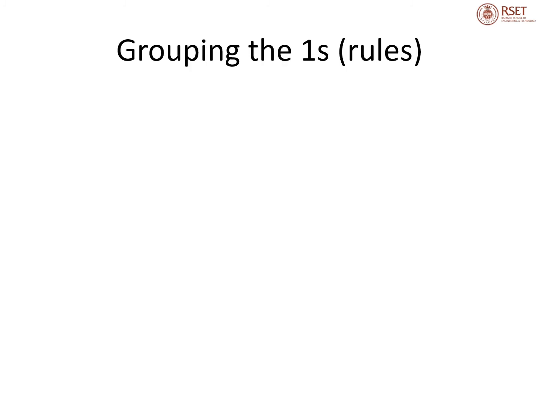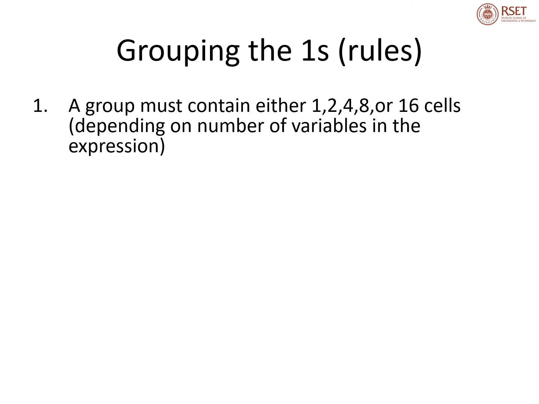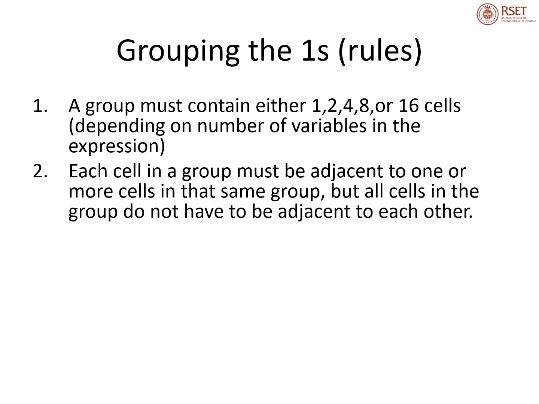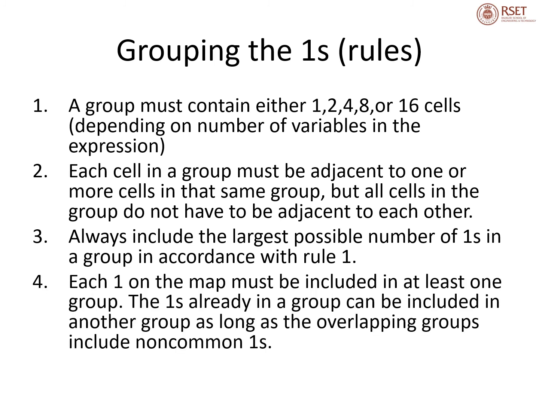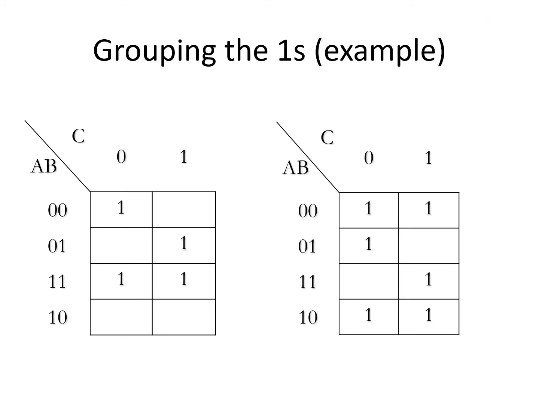So grouping the ones, the rule says a group must contain either 1, 2, 4, 8 or 16 cells. That depends on the number of variables. Each cell in the group must be adjacent to one or more cells in that same group, but all cells in the group do not have to be adjacent to each other. Always include the largest possible number of ones in a group in accordance with the rule, and each one on the map must be included in at least one group. The ones already in a group can be included in another group as long as the overlapping group includes non-common ones. So, with this rule, we have given an example.